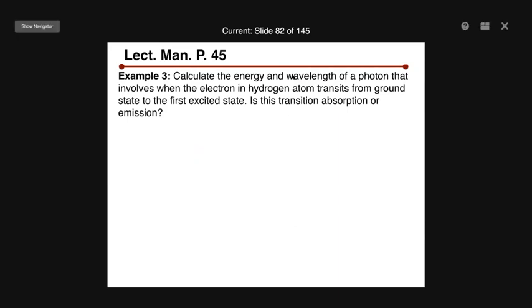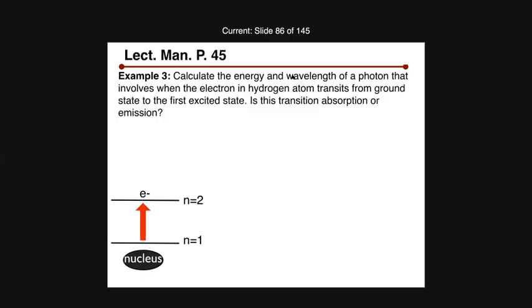But in this case, it involves the transition of the electron in a hydrogen atom from ground state to first excited state. So clearly ground state would be N equal to 1, right? And then first excited state would be N equal to 2, right? Because this is ground state, this is first excited state. So that means if you're going from a lower energy state to a higher energy state, this indicates that electrons have to absorb energy to go to a higher energy state. Therefore, this transition would be called absorption.